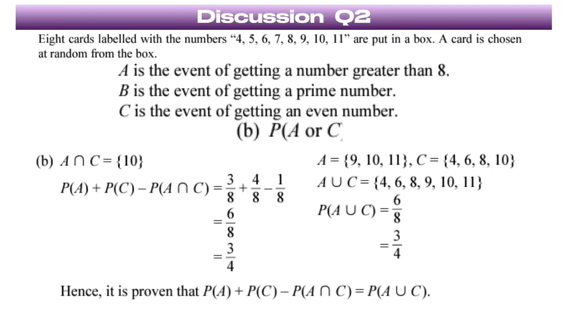Okay, so if we use the formula, probability of event A plus probability of event C minus probability of event A intersect with C, we will get 3 over 8 plus 4 over 8 minus 1 over 8, which is 6 over 8. Simplify is 3 over 4. So now it is proven that probability of event A plus probability of event C minus probability of A intersect C is equal to probability of event A or C.